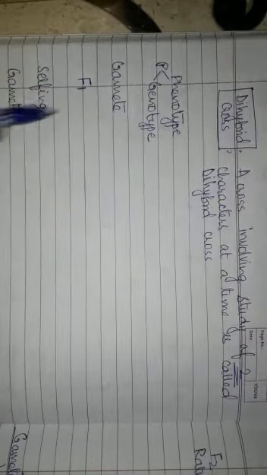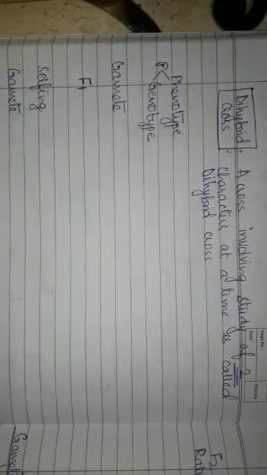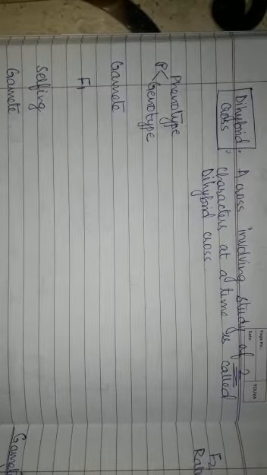Next is the dihybrid cross. A cross involving the study of two characters at a time is called a dihybrid cross. We will write the cross in the same pattern: P parents, phenotype, and then genotype. Now we will take two characters at a time.